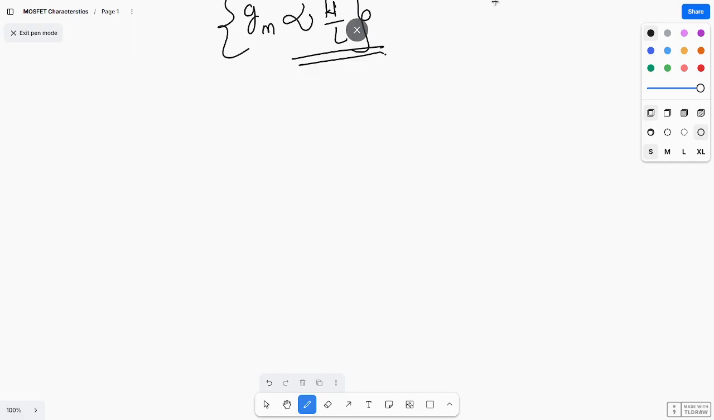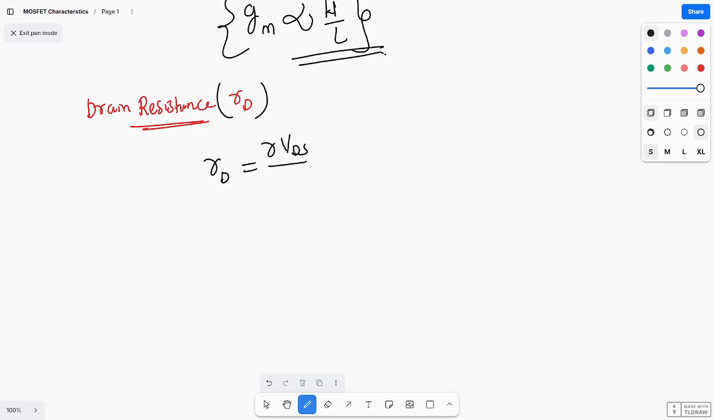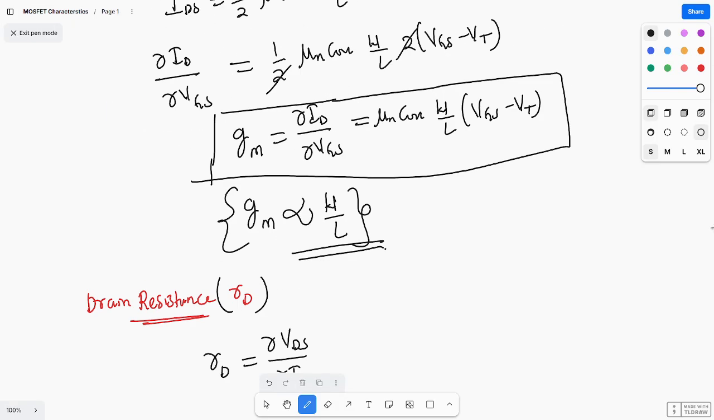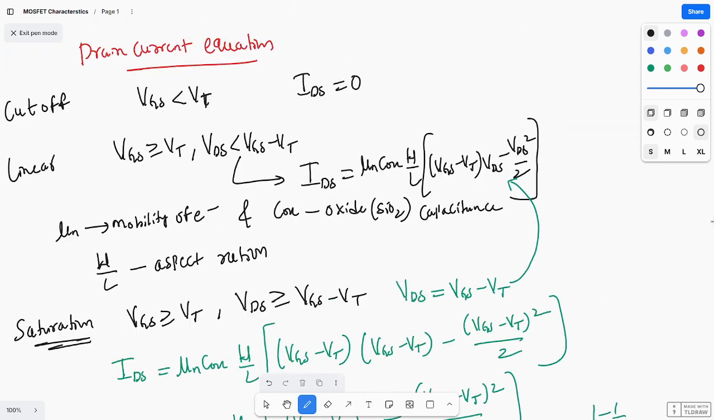So the drain resistance RD is nothing but what? How will you get it? RD equals ∂VDS by ∂ID. First I am writing the equation in the linear region. What is the equation in the linear region, tell me? The drain current ID equals this one.